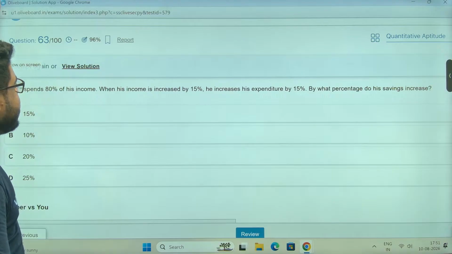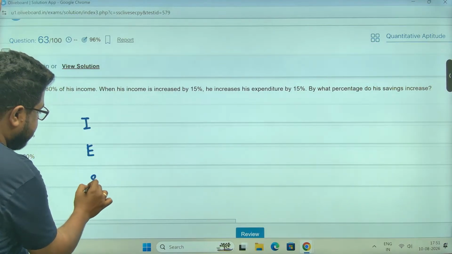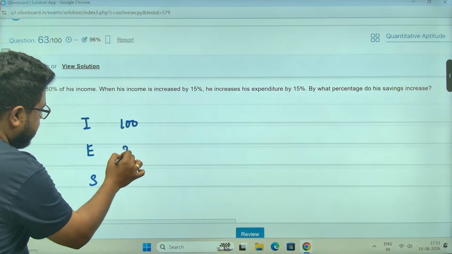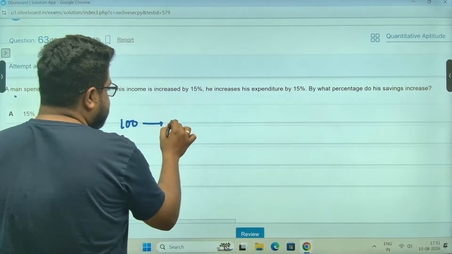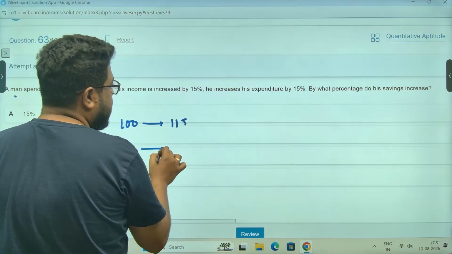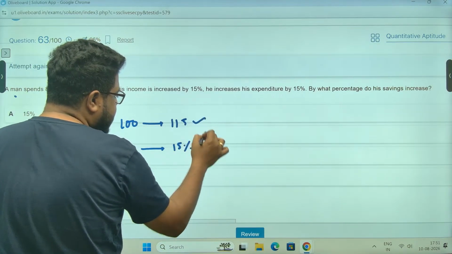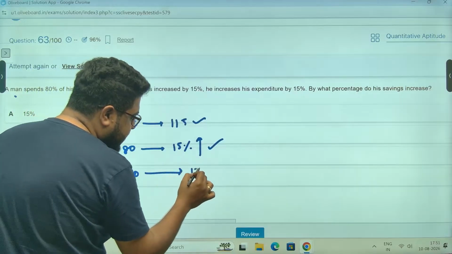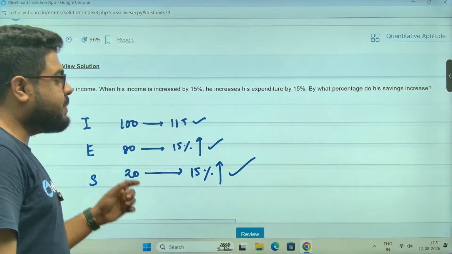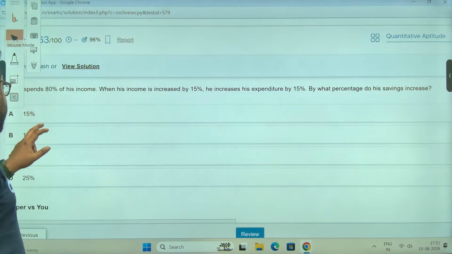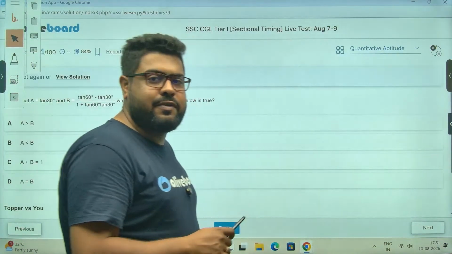A man spends 80% of his income. Income, expenditure, savings: 100 rupees, 80% expenditure, 20 rupees savings. Income increased by 15%, so 115. This is also 15% extra. If both are increasing by 15%, the third one will also increase by 15%. That is the only way the arithmetic condition will follow. I don't need to solve anything.